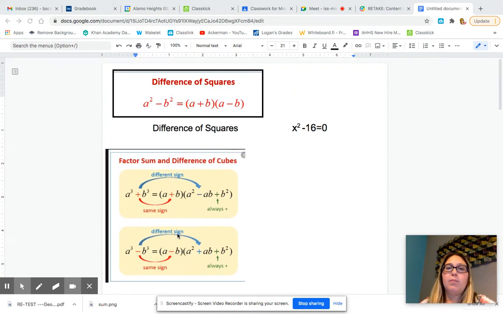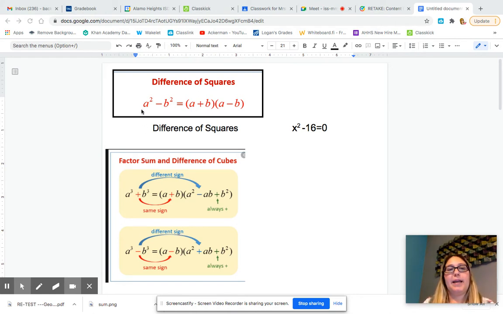Okay, so these are the problems that I want to do with you real quick. The first one we're going to do is the difference of squares. You'll notice that it says x squared minus 16 equals 0. Okay, so I'm going to write that down: x squared minus 16 equals 0.